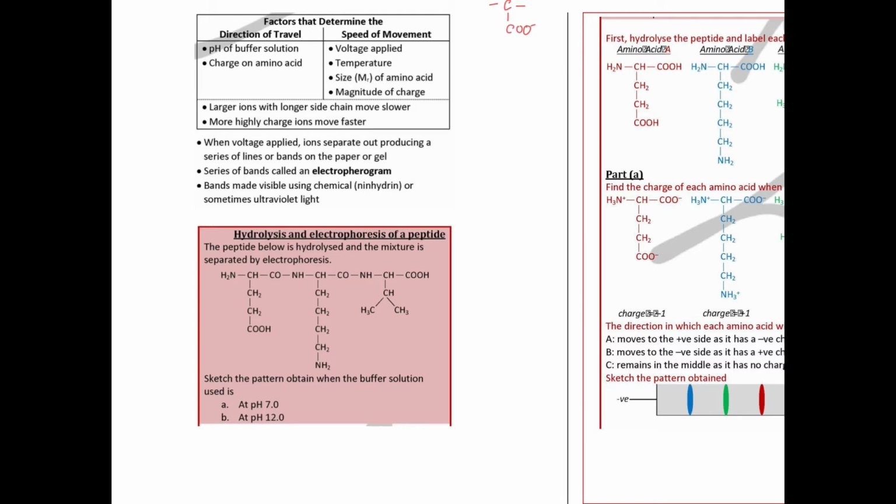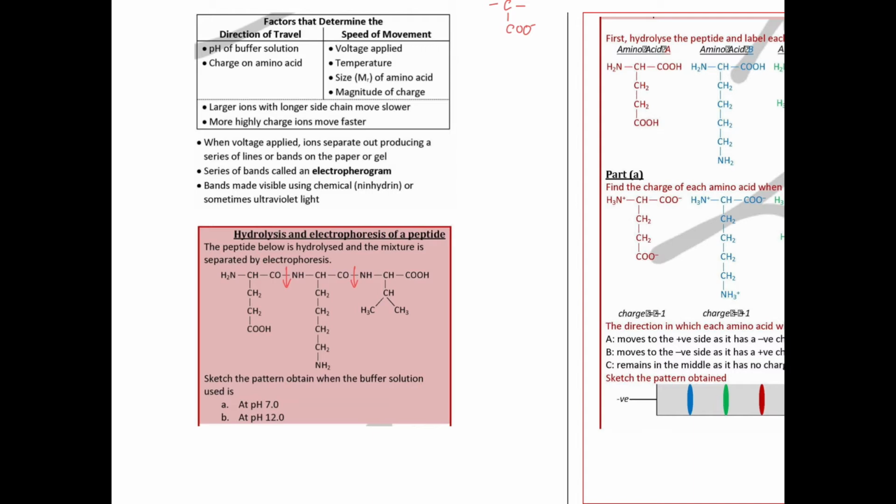Okay, so we have an example here. Hydrolysis and electrophoresis of a peptide. The peptide below is hydrolyzed and the mixture is separated by electrophoresis. Let's see this. We have to recognize the presence of the amide or peptide bond, which is here and here. Hydrolysis breaks the bond. So it breaks here, and here.